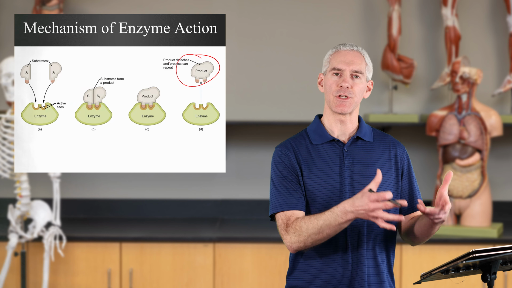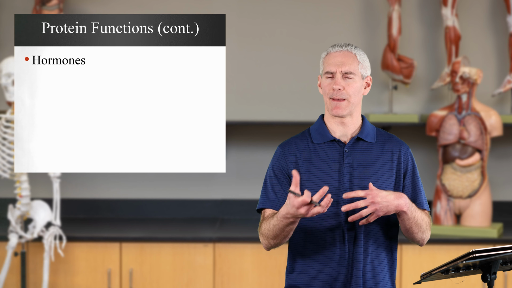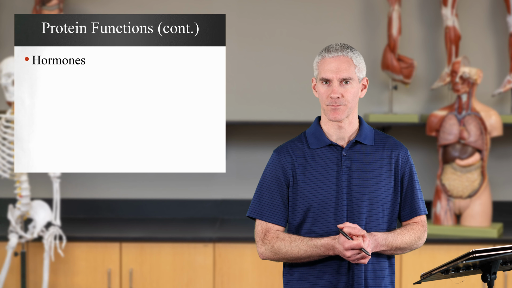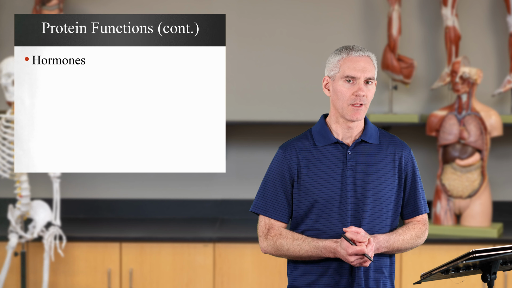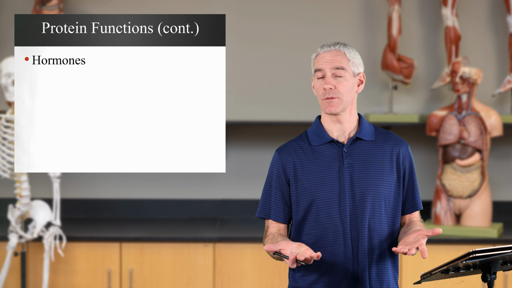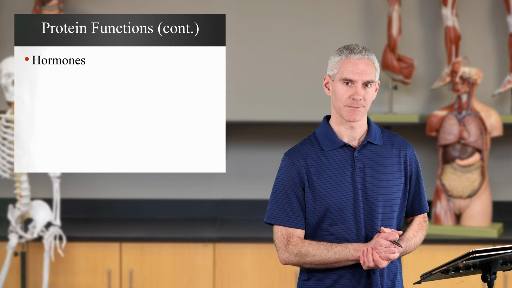All right, next one is hormones. Various hormones in your body are made from proteins. Now, hormones, those are the chemical messengers that kind of float throughout your bloodstream. It's one of the ways your body signals different reactions to occur. So you're going to have the endocrine system producing hormones, and some of those hormones are protein-based.